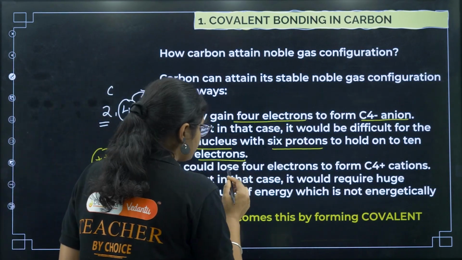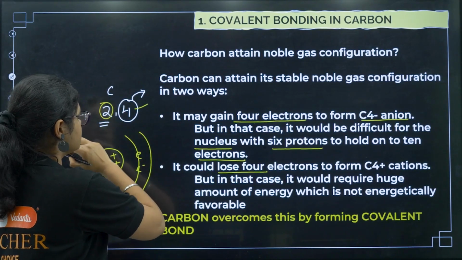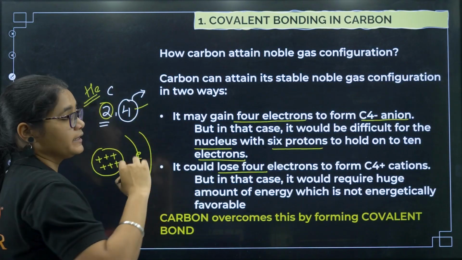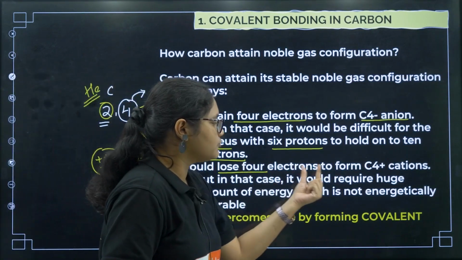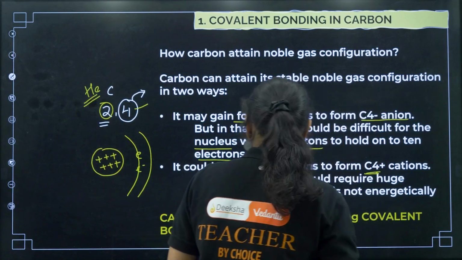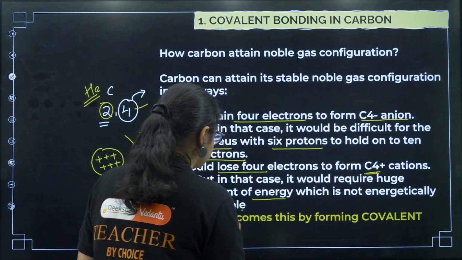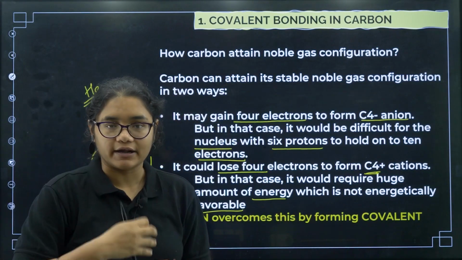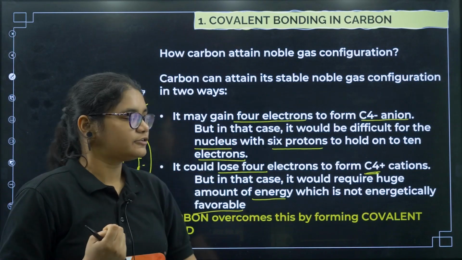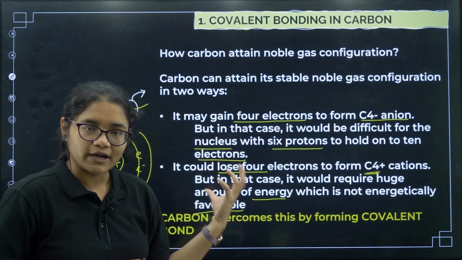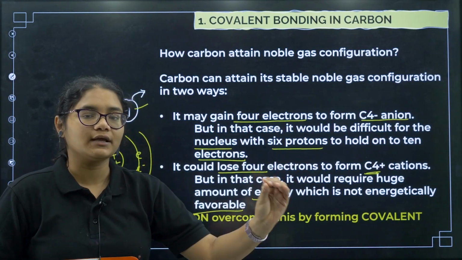The second option is that it can lose 4 electrons. If we remove these 4 electrons, 2 electrons will be left, which is the stable noble gas configuration of helium. But it could lose 4 electrons to form a C4 plus cation, and in that case it would require a huge amount of energy, which is not energetically favorable. Removing 4 electrons is an endothermic process, and we would require a huge amount of energy. That is why carbon can neither gain 4 electrons nor lose 4 electrons, so carbon cannot form ionic compounds.